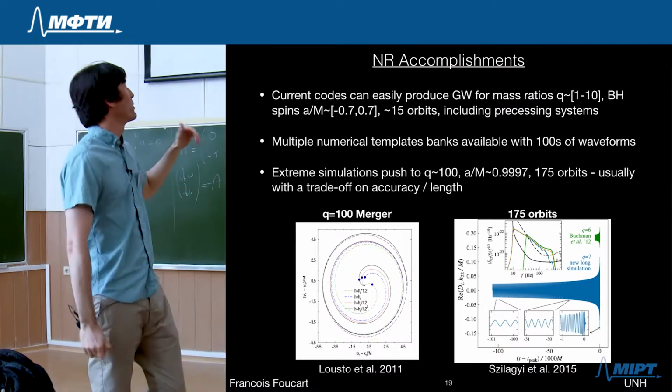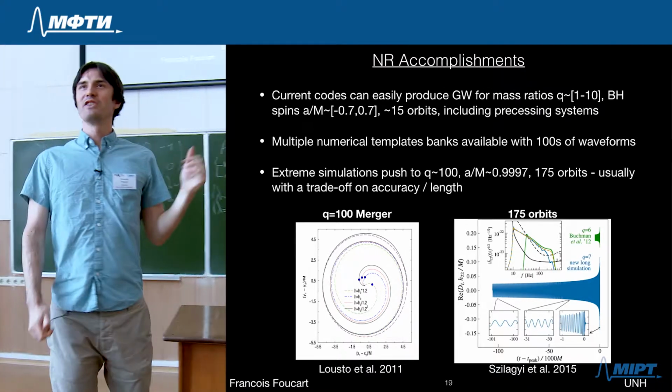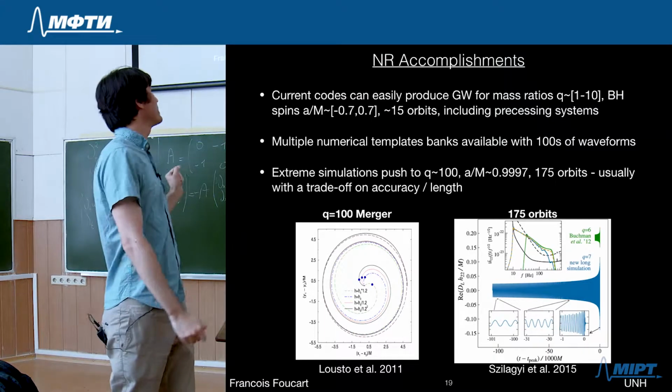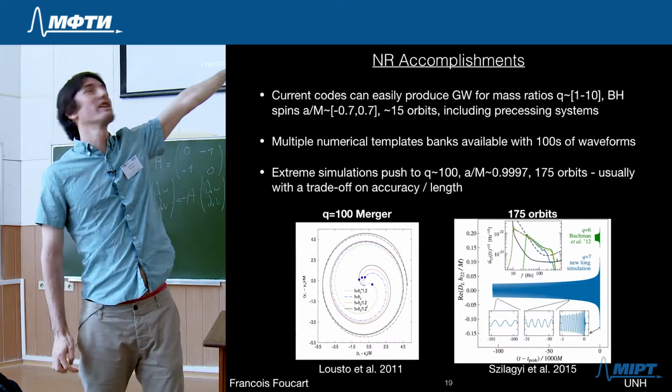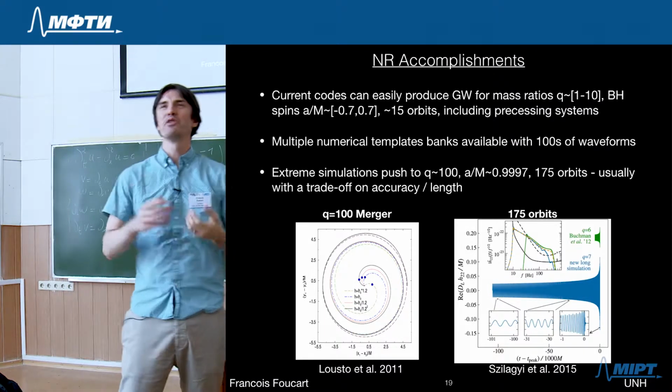You can go to very, very high spin, but it's not very common. Generally, it's a big price to pay in terms of accuracy. You can only do that, actually, if you excise your black hole. The puncture doesn't work at that kind of high spin. It's not that the puncture itself.